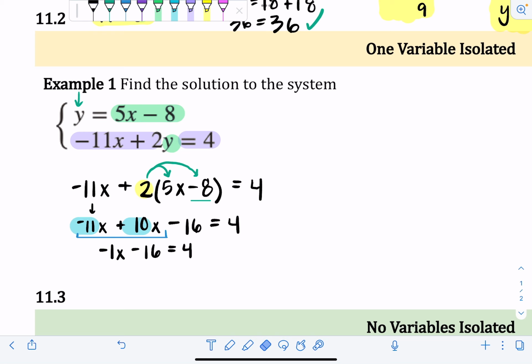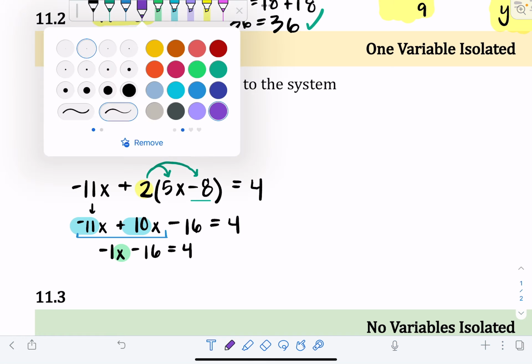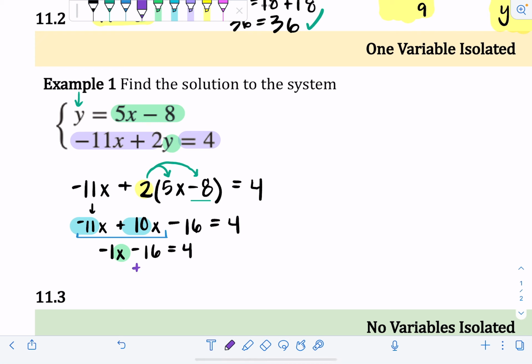Okay, so now we want to get the x by itself. So the goal is to get x by itself. Now that there's no more simplifying I can do over here, I can start moving things away from the x. In order to do that, I want to cancel out the 16 that is being subtracted from x. To cancel that out, I would have to do the opposite of subtracting 16, and I would add 16, and then I need to also add it to the other side of the equal sign.